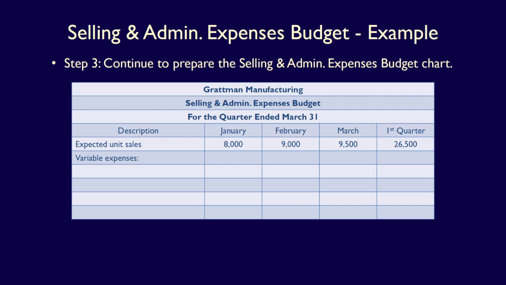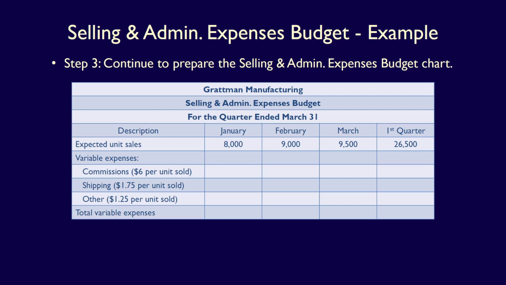We now have each of the variable expenses, so we can use this information for step 3. Calculate the total variable expenses for each variable selling and admin expense. We already have the first row, which is the expected unit sales from the sales budget. The second row is the title, variable expenses, and then 1 row for each of the variable expenses, starting with commissions, $6 per unit sold, shipping, $1.75 per unit sold, and other, $1.25 per unit sold. The last row, total variable expenses.